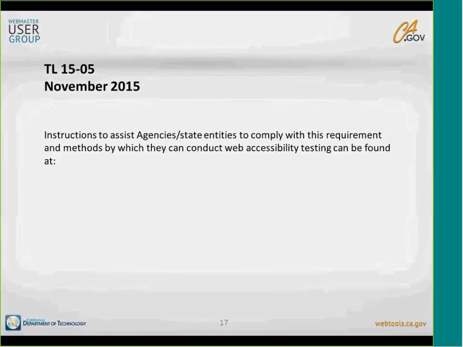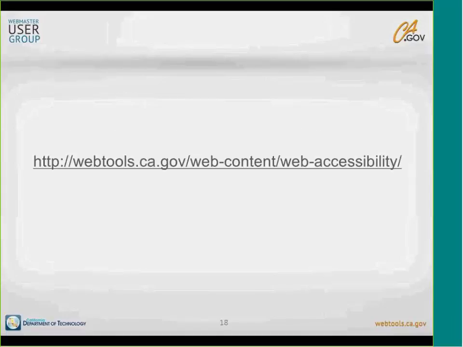So we do have instructions, well, I don't know if they're really instructions, to assist agencies and states to comply with the requirement and methods. That's found in webtools.ca.gov, web content/web accessibility. Can we open this, Michael? We should.